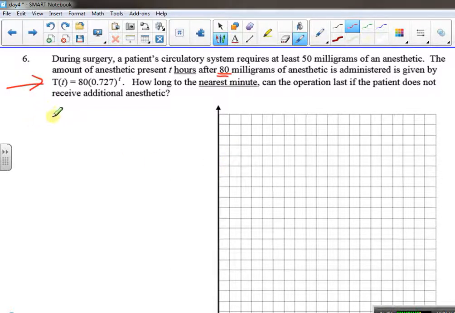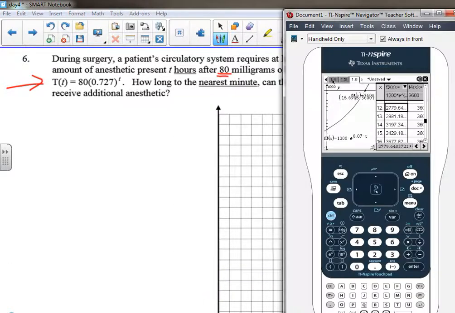So this problem is really about how long, to the nearest minute, can the operation last if the patient does not receive additional anesthetic. So it's all about picking up our Inspire and trying to analyze what the Inspire is showing us and working with the Inspire to see what we need to see. Okay, so we'll start with a new graph page.